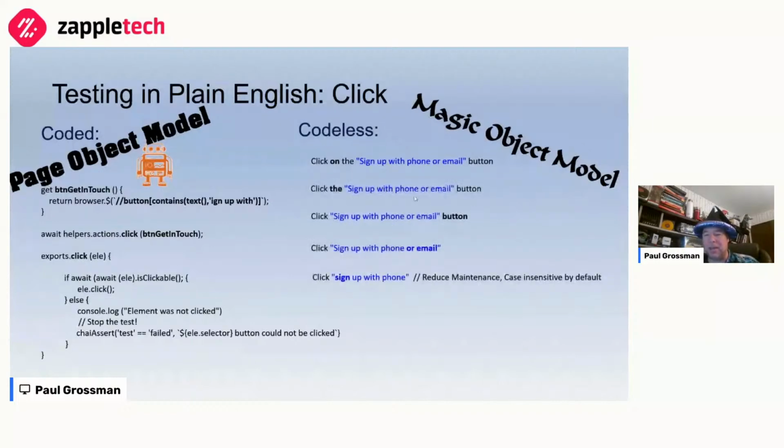All right. By the way, you can run different ways. I mentioned you don't have to say click on the button. You can say click the button. You could say click this button. In fact, you could just say click, sign up with phone or email.